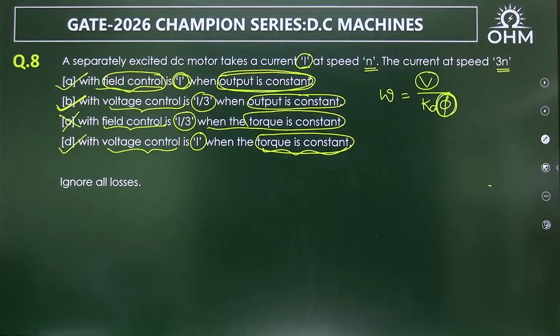So one important observation, when armature resistance information was not given, you can neglect the IaRa drop. Yes, A, B, D are the correct answers. Yes, Chakradhar, your answer is correct. Good. Shadow Monarch 314, your answer is also correct. Kavita, correct answer. A, B, D are the correct answers.